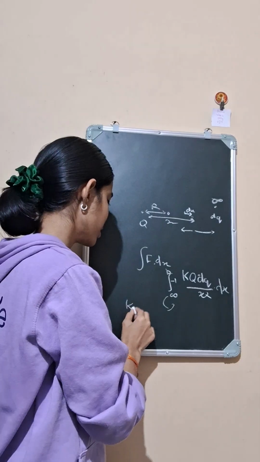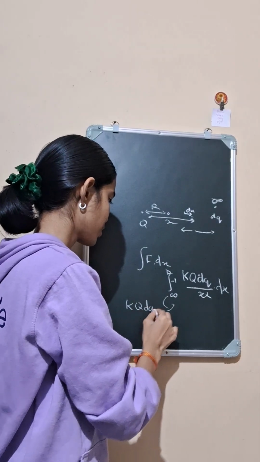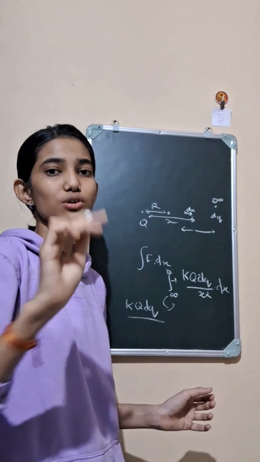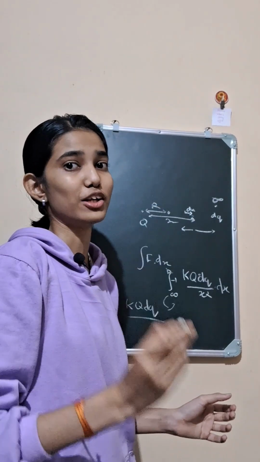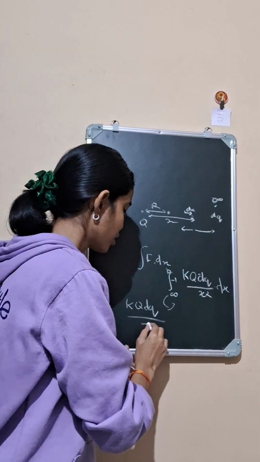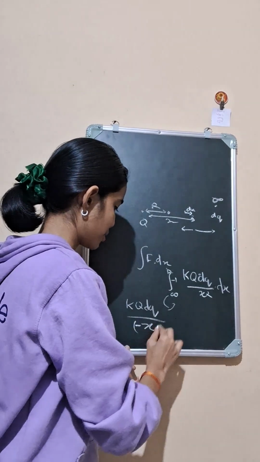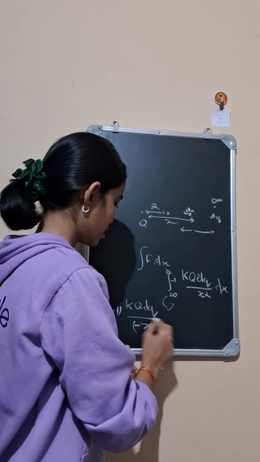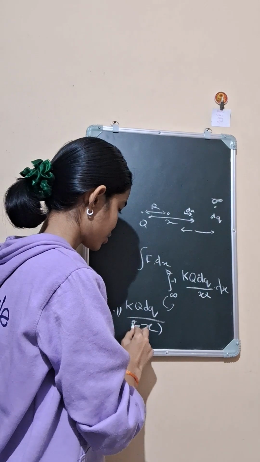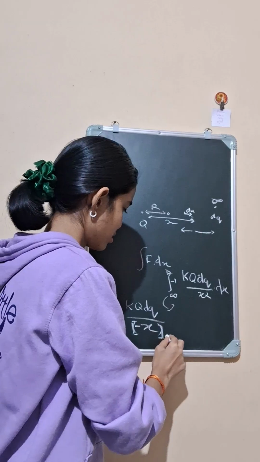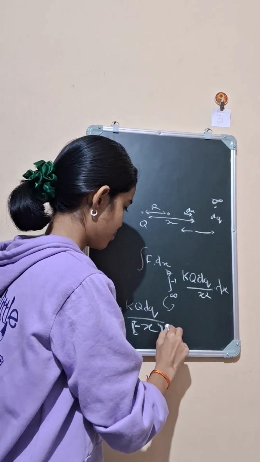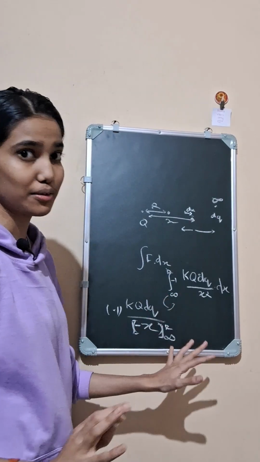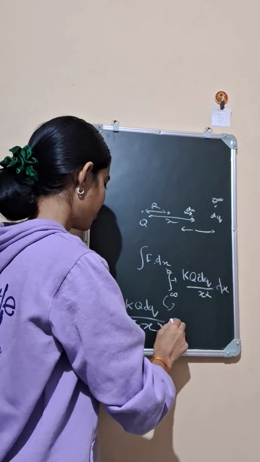After integrating this, we will get kq dq by integrating x square, meaning x to the power -2 plus 1, equals x to the power -1 divided by -1. So we will get x with a minus sign, and here is a -1, and actually we are changing the x from infinity to r. Okay, I guess you are able to understand what I have done here, the integration, right?